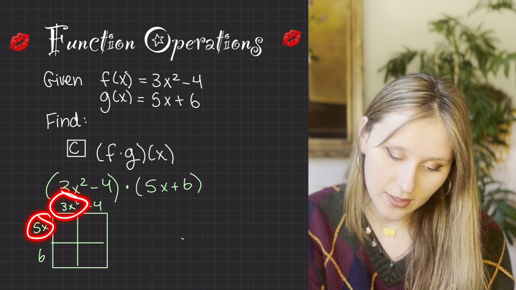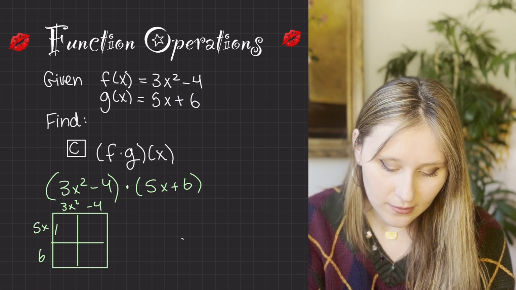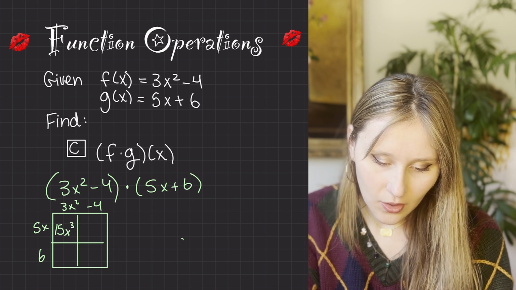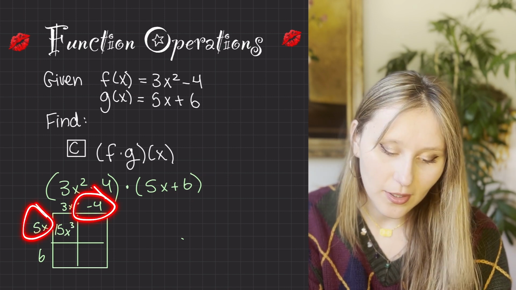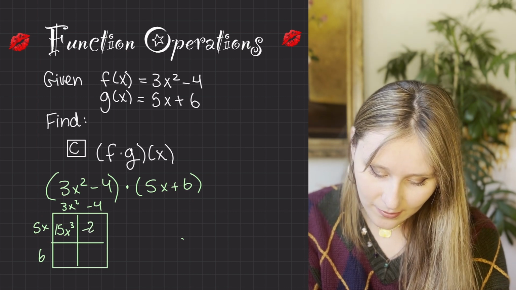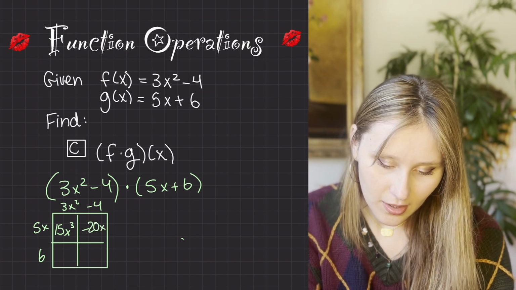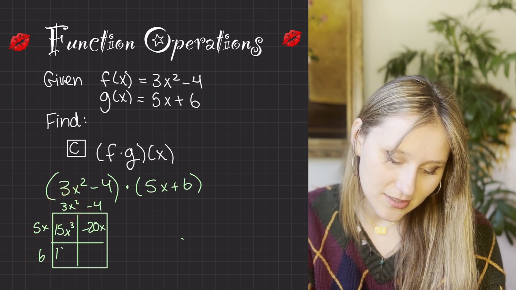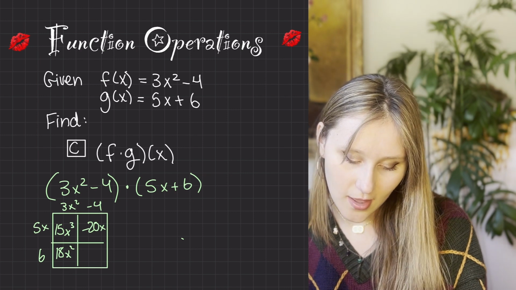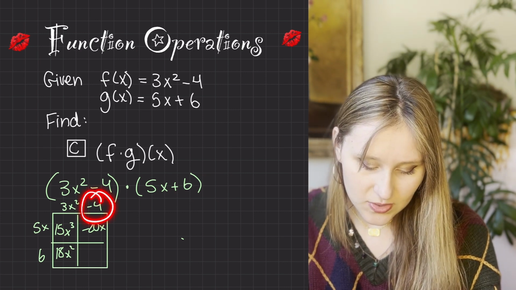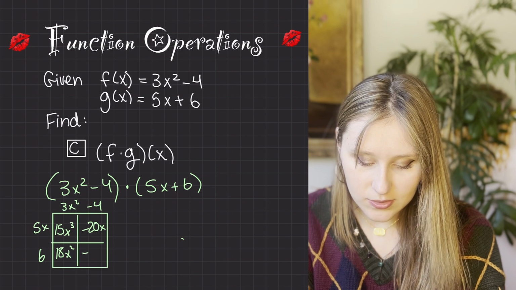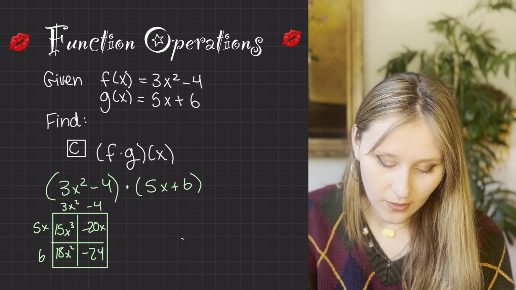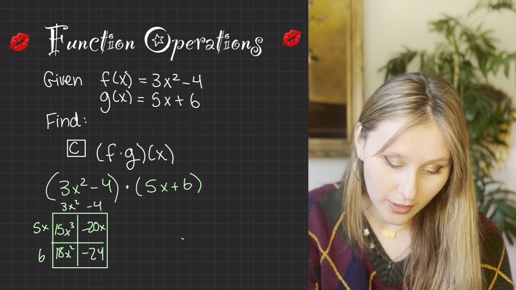5x times 3x squared. 5 times 3 is 15, x times x squared is x cubed. Then we do 5x times minus 4. 5 times minus 4 is minus 20, and we just have that x in there. Similarly, we do 3x squared times 6. That is going to be 18x squared. Then we have minus 4 times 6, which is minus 24. This is me going outside of my comfort zone today, so I hope you realize how hard that was for me, okay?